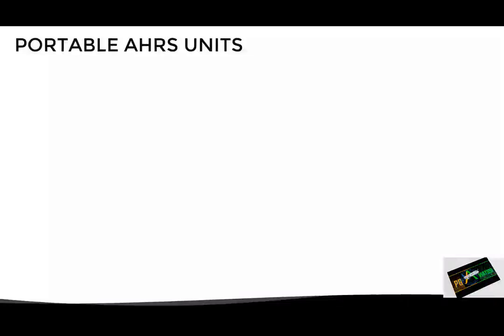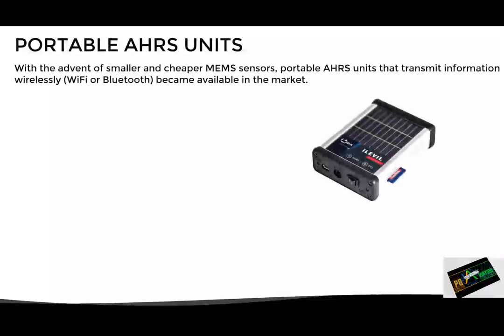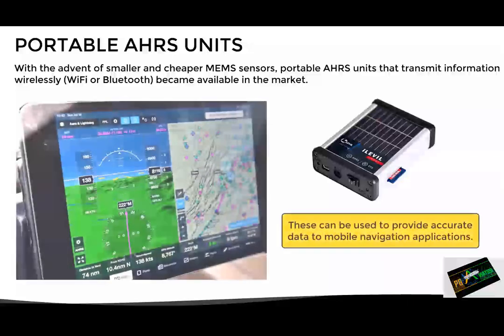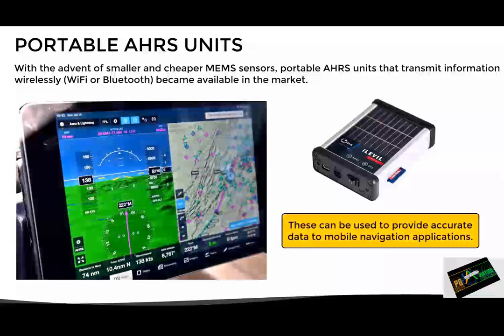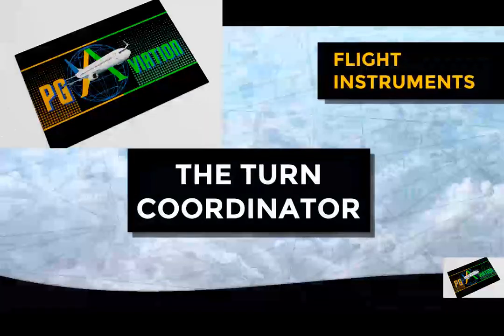Finally, with the advent of smaller and cheaper MEMS sensors, portable AHRS units that transmit information wirelessly through Wi-Fi or Bluetooth became available in the market. These can be used to provide accurate data to mobile navigation applications, such as ForeFlight or Air Navigation Pro. And although smartphones and tablets already incorporate MEMS sensors, their accuracy and reliability is much lower compared to the portable AHRS units.